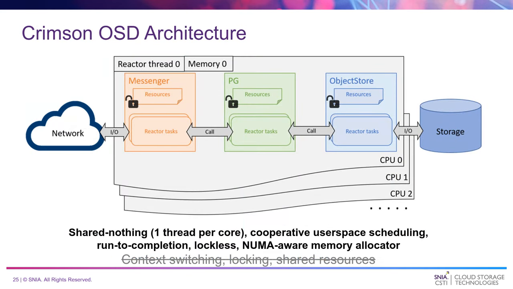The basic principles in Crimson are one thread per CPU, non-blocking IO, and user space scheduling. Requests as well as associated resources are sharded by cores, so they can be processed on the same CPU core until completion. That's the run-to-completion model. Locks and context switches are thus minimized, and each non-blocking task owns the CPU until it finishes or yields the CPU voluntarily. This design works well for the Ceph OSD because all IOs are already sharded by placement groups, PGs.